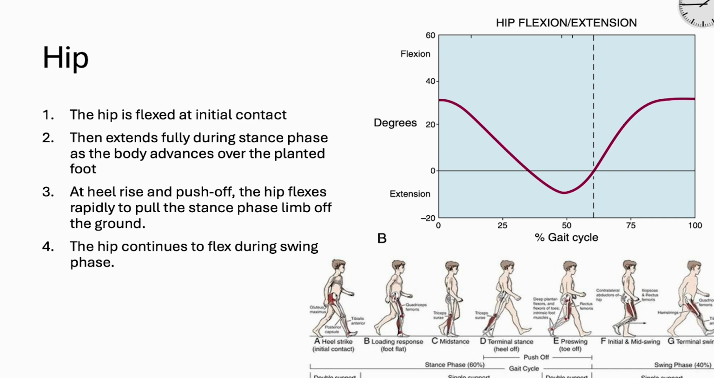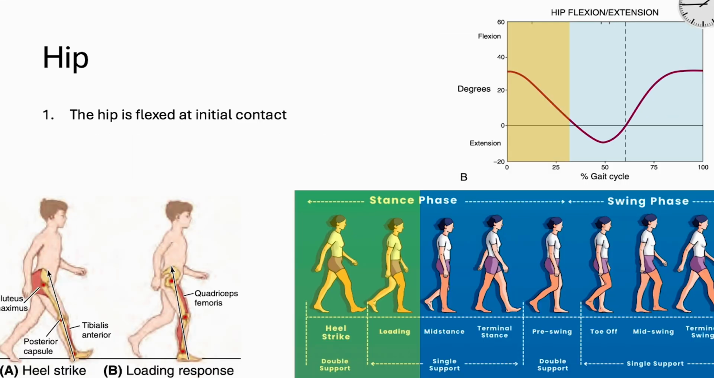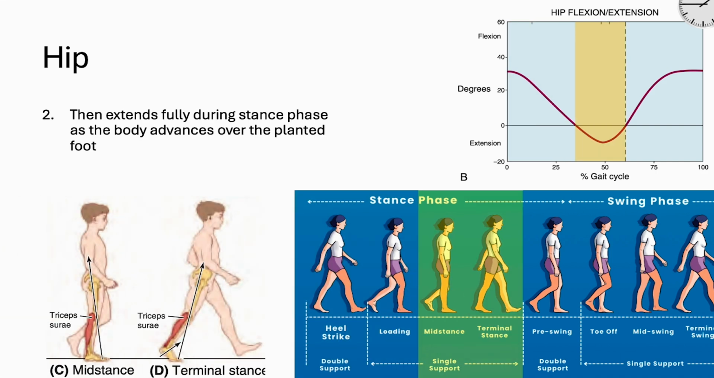As we can see in the kinematic chart of the hip, the gait cycle starts with the heel strike, and there is initial hip flexion to about 30 degrees. The gluteus maximus starts to contract concentrically to initiate progressive hip extension during the stance phase. The hip then extends fully during the stance phase as the body advances over the planted foot, reaching about 5 to 10 degrees of hip extension during the terminal stance phase.